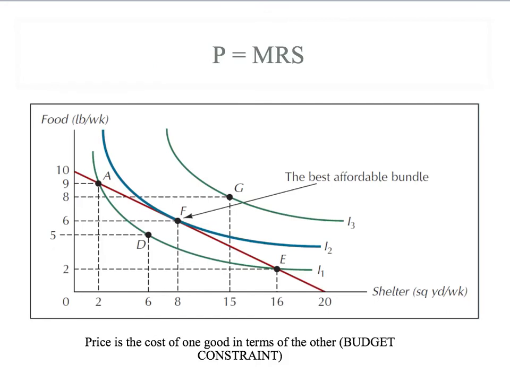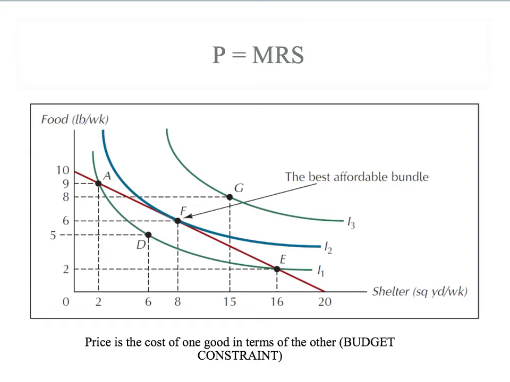And if we look at the other side of the deal, the constraints that we face, basically this budget constraint, and this is a two-good world in this example, food and shelter. The only price mechanism that we have is the cost of food in relative terms to shelter, or the cost of shelter in relative terms of food. So price is really the cost of one good in terms of the other good. And here that's going to be the slope as well.